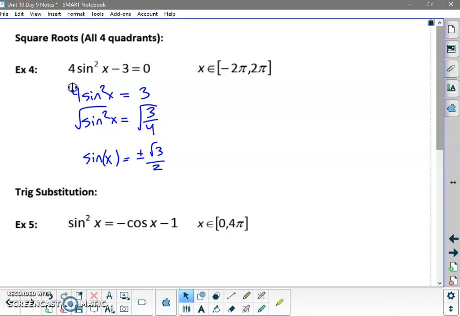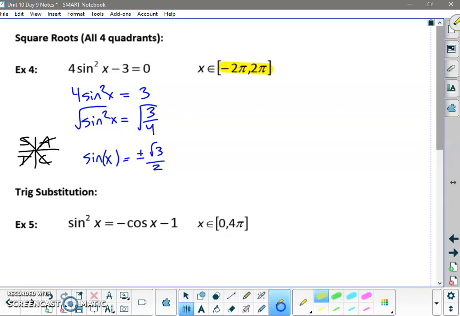So what I have now is a trig equation where sine of x equals plus or minus square root 3 over 2. Well, this is actually going to be a little bit easier than what we usually deal with, because where's sine positive or negative? Well, every quadrant. So now I just have to list all the angles from negative 2 pi to 2 pi in every quadrant where sine of x is square root 3 over 2. Well, we've got to know where sine is square root 3 over 2. That's going to be 60 degrees. So that's going to be pi over 3.